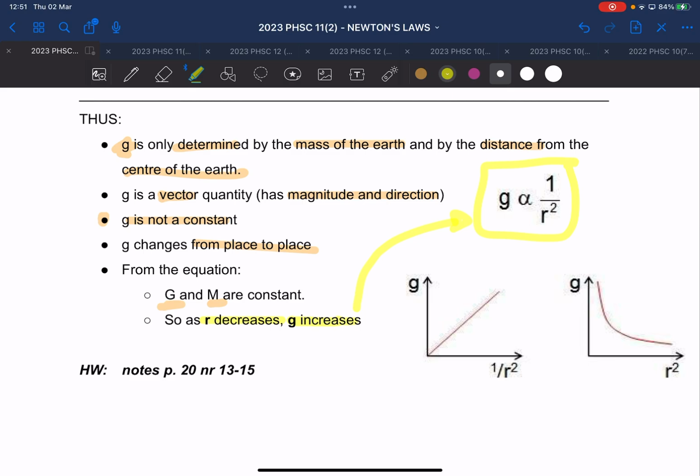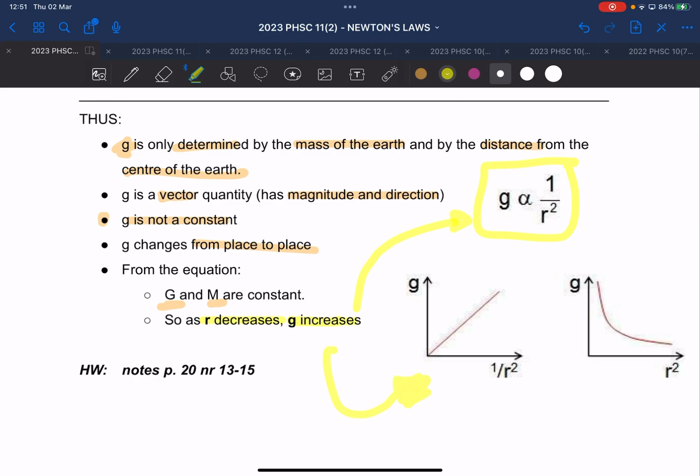The bigger the radius, the smaller the gravitational acceleration. The smaller the radius, the bigger the gravitational acceleration. But we as scientists, we do not like a graph like this. We want a straight line graph. So if you put it on 1 over r squared, and you plot the same graph, you get it like that. It becomes a straight line graph. You need to know the shapes of these graphs for especially multiple choice type of questions.